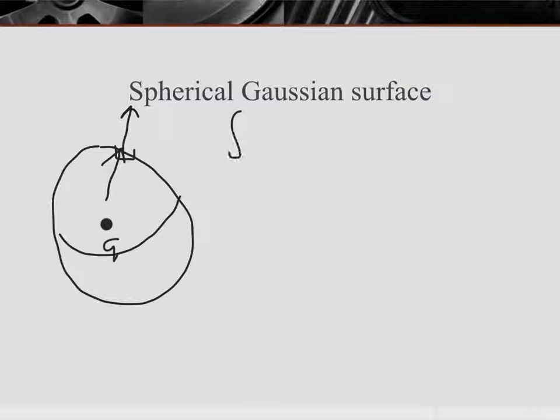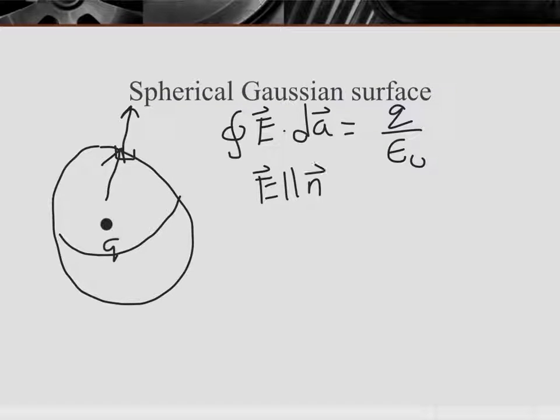So let's write Gauss's law: integral of E dot dA equals Q over epsilon sub 0. Well, in this case, E is parallel to n everywhere. So E dot n is just the magnitude of E times the magnitude of n, which is 1. So the magnitude of E times the integral of dA. Well, the integral over this entire surface of dA is just the area of the sphere.